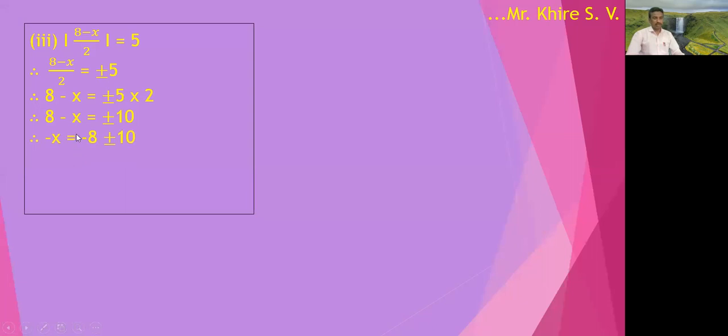Now we have to find out the value of x. Therefore, minus x is equal to, 8 goes to RHS side, it will become minus 8 plus minus 10. Therefore, minus x is equal to minus 8 plus 10, or minus x is equal to minus 8 minus 10. One time plus 10, one time minus 10. Both values are there, plus or minus 10.